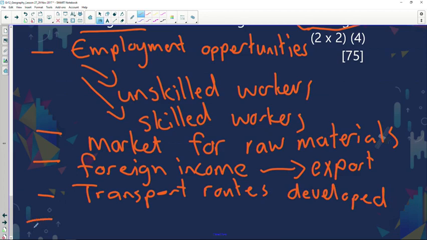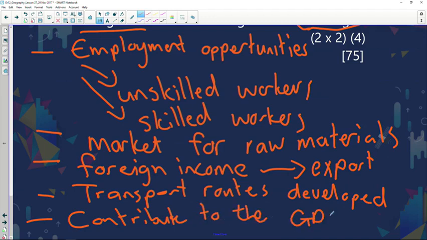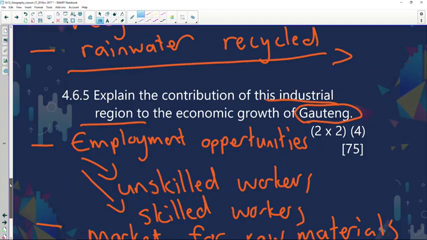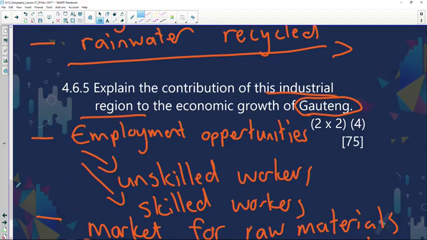And lastly, what I can mention over here as well, most importantly, it contributes to the GDP. So you could have mentioned any one of those, why it's so important, and how it adds to the GDP, the contribution to Gauteng, mostly because it provides job opportunities and it provides the government money to improve our standard of living.